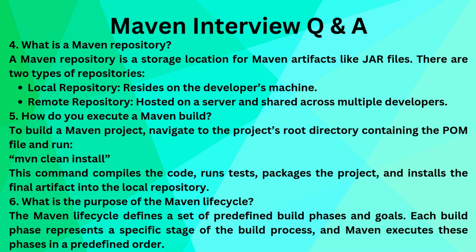How do you execute a Maven build? To build a Maven project, navigate to the project's root directory containing the POM file and run mvn clean install. This command compiles the source code, runs tests, packages the project, and installs the final artifact into the local repository.